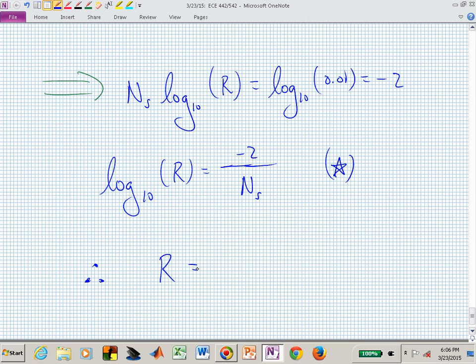I can just take the anti-log, which is raise 10 to the power of both sides, and I now have R is equal to 10 to the -2 over N sub S. If somebody now gives you your N sub S, you can figure out the radius that you need to be in the z-plane to achieve that settling time for your dominant poles.